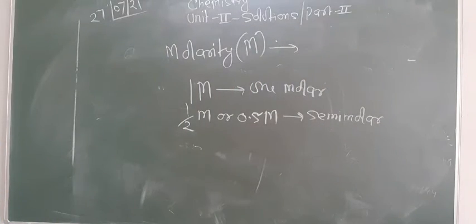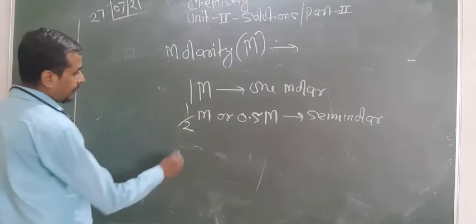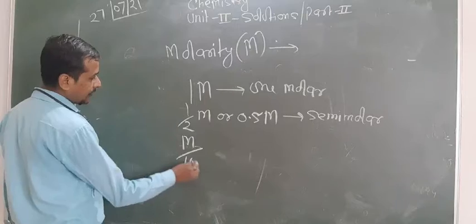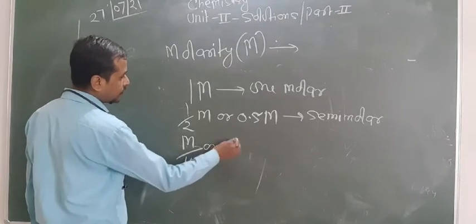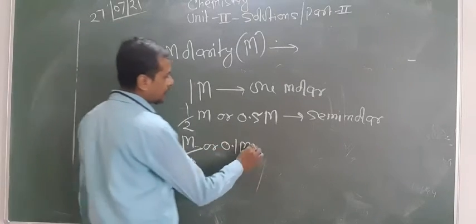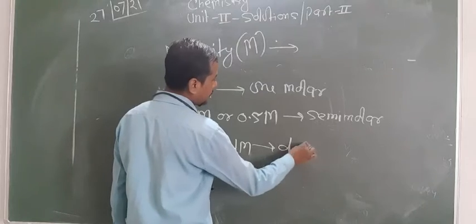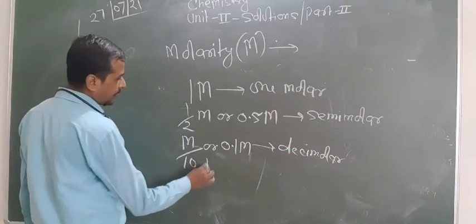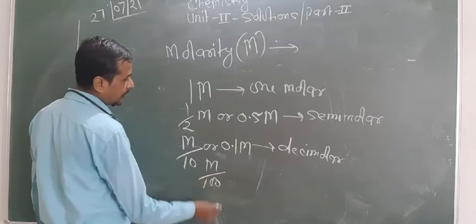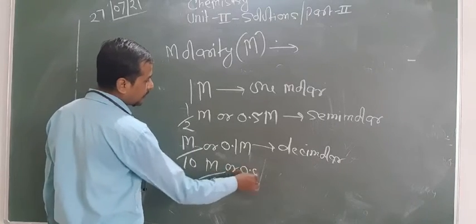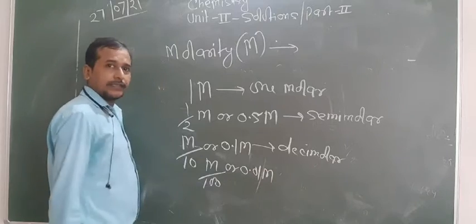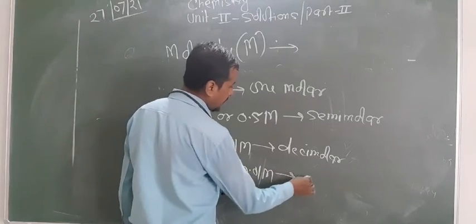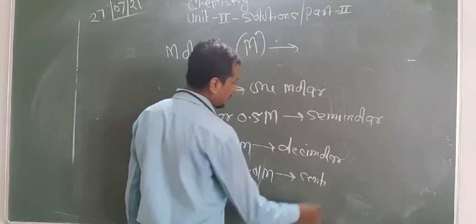If it is given as M by 10 or 0.1 capital M, this is known as decimolar. If it is given like this, M by 100 or you can say 0.01 capital M, in this condition this is known as centimolar.